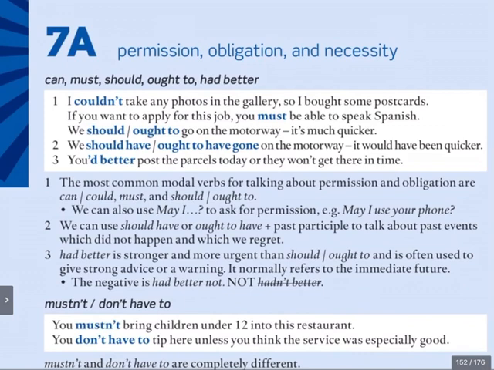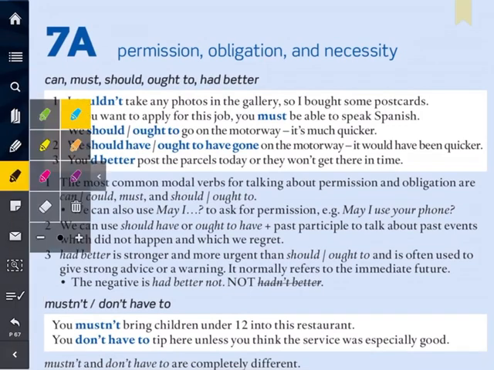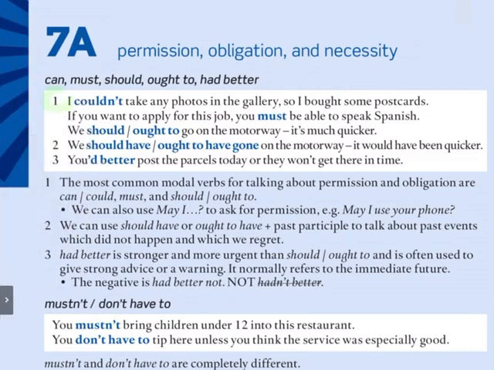Let's have a look, first of all, at number 1. I couldn't take any photos in the gallery, so I bought some postcards. If you want to apply for this job, you must be able to speak Spanish. We should or we ought to go to the motorway. It's much quicker. Now let's have a look at our explanation.